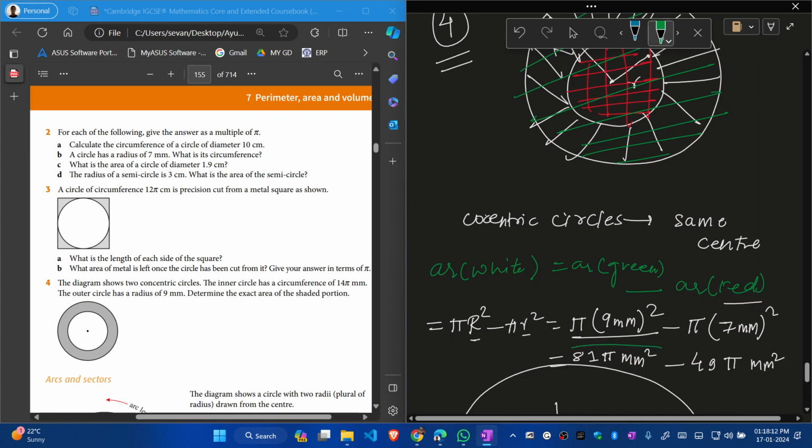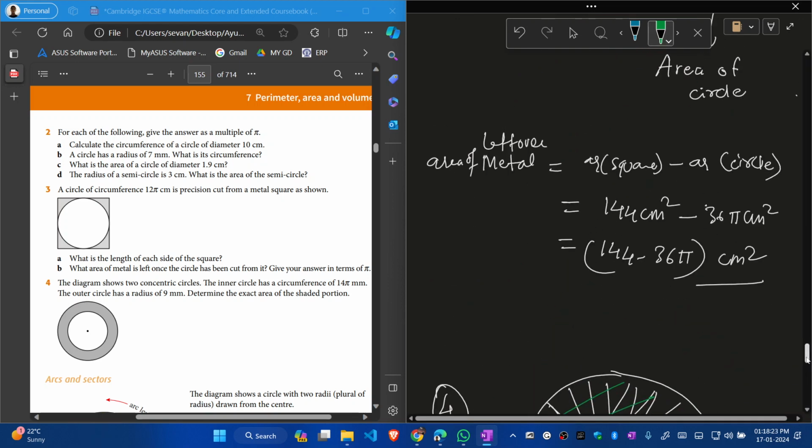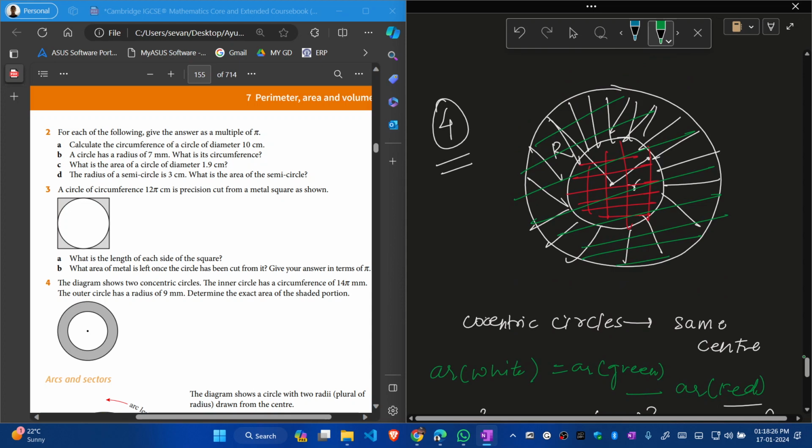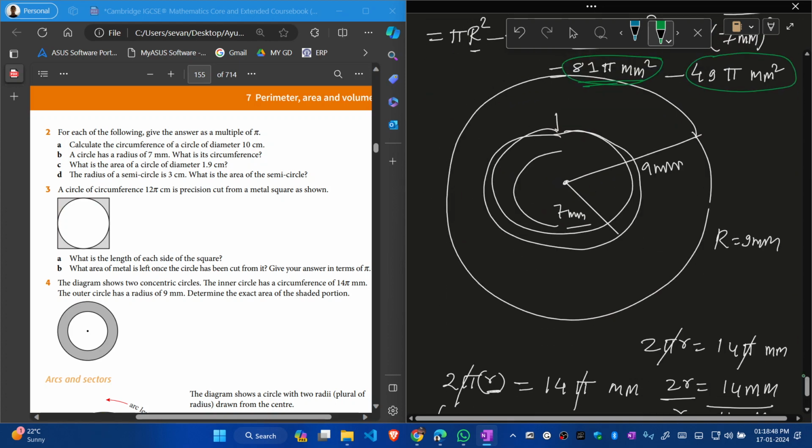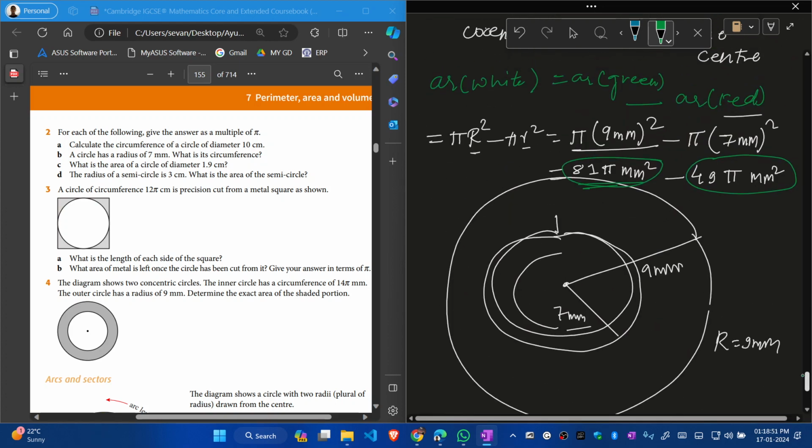Now this one is the area of the green one, 81 pi millimeters square, and this is the area of the red one, this smaller circle. This one is bigger. Can you see in the diagram? Let me show it here. This whole thing is the green area, and if you subtract the red part that I have subtracted here, then you get the white area like this. That's why we are calculating this area separately and subtracting.